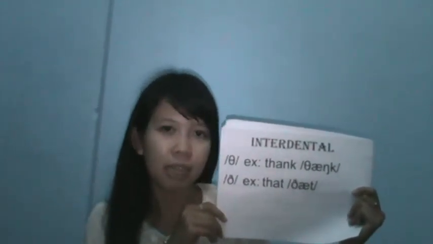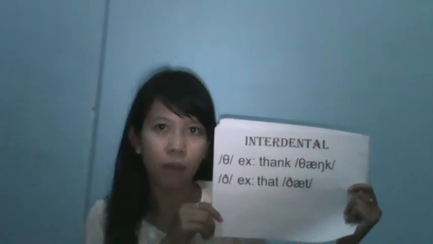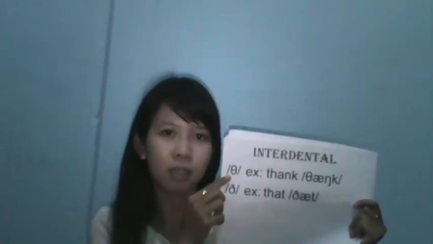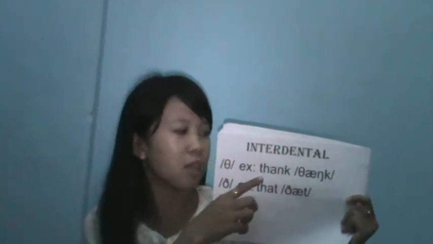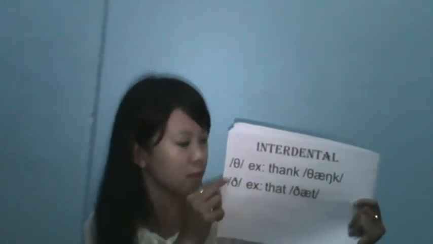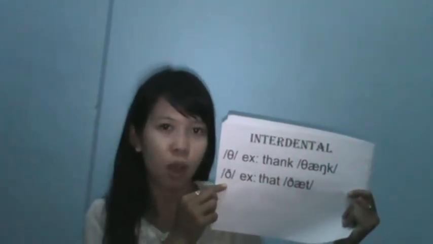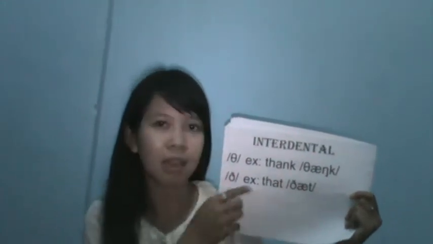Next, interdental. Interdental is putting the tip of the tongue between the front teeth. For example, the th sound. The example of the th sound is thing. And then the th sound. For example, that.